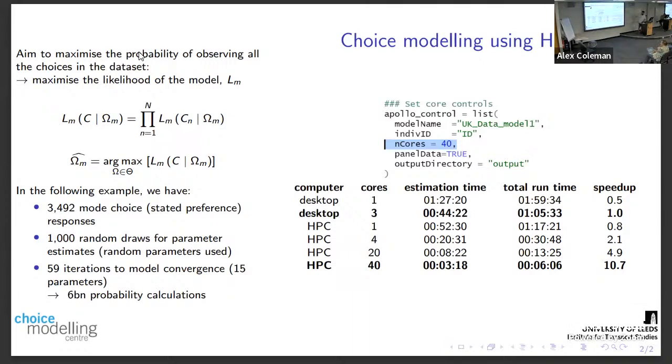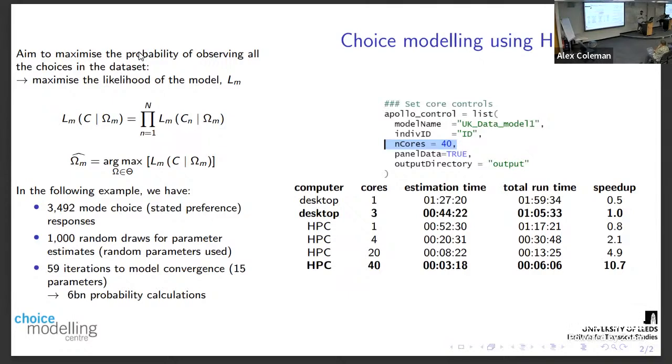In this example case, we've got 3,500 mode choice tasks. We're using a model where we've got random parameters. We've got 1,000 draws for those random parameters. The model takes 59 iterations to converge, and this is for 15 parameters. This means that there's roughly 6 billion probability calculations in this model. On my desktop, this model takes about an hour. On the HPC, when we use it to go up to 40 cores, it's down to just a few minutes.